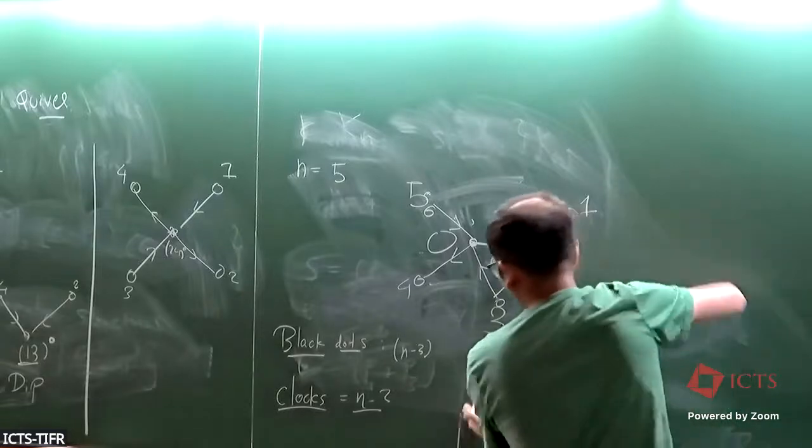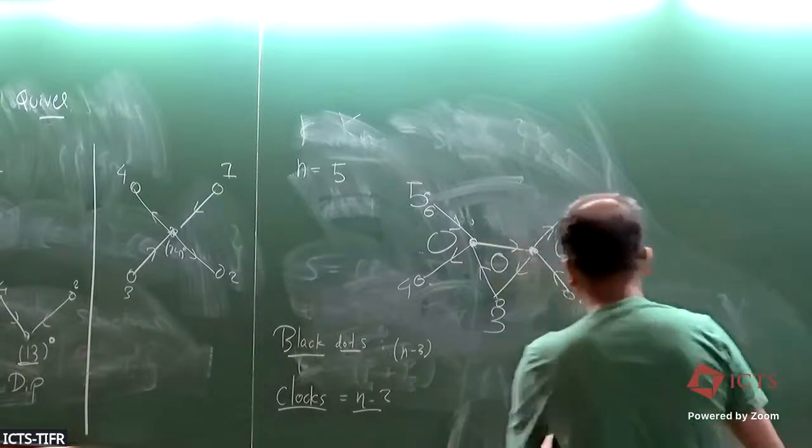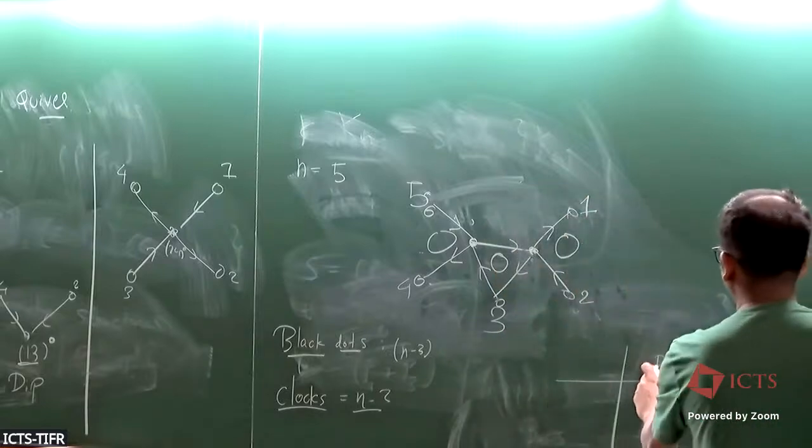Okay, so let me write all the paths. So 1, 3. Let's write all the paths. I'm going to make a table. Peak and dip.